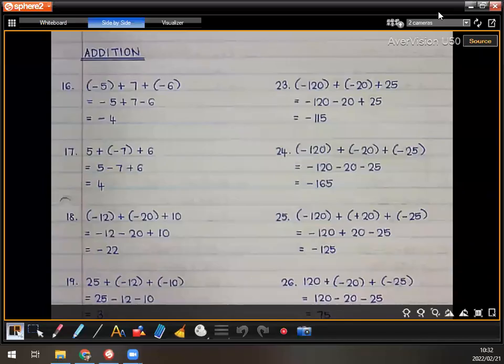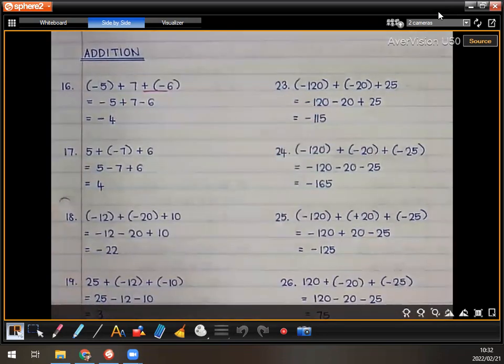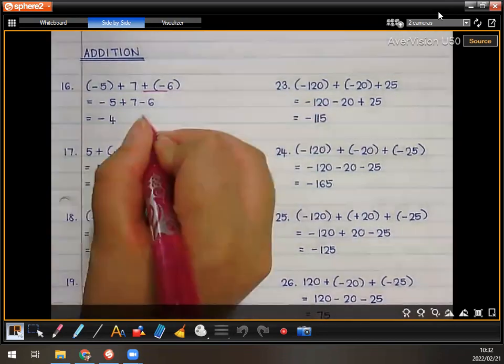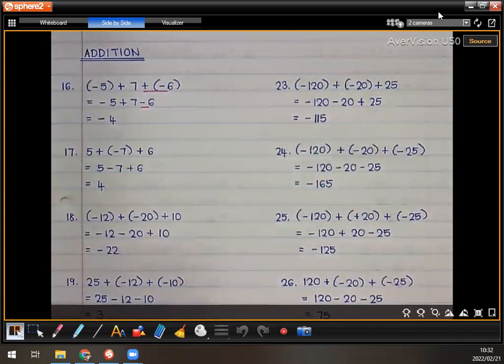Every time you have a sign in front of a bracket, you must multiply those together. So if we're looking at number 16, for example, where you have a plus minus, you need to remember that a positive times a negative is a negative. Right? So you can't have plus minus because negative 6.